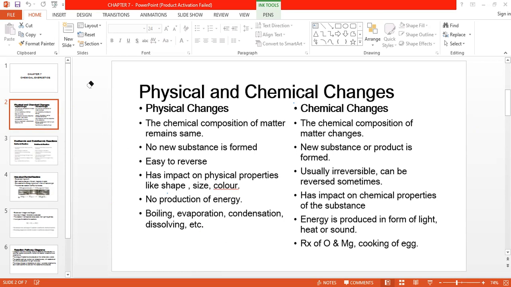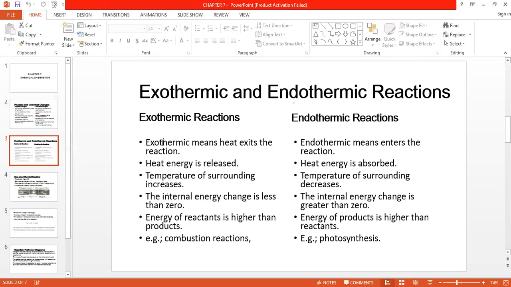Okay, if I move forward now, we'll see. Let me move the slide. So we have studied that there are chemical changes, and chemical changes are brought about as a result of chemical reactions. There are two types of chemical reactions: one is the exothermic reaction, and the second one is the endothermic reaction.